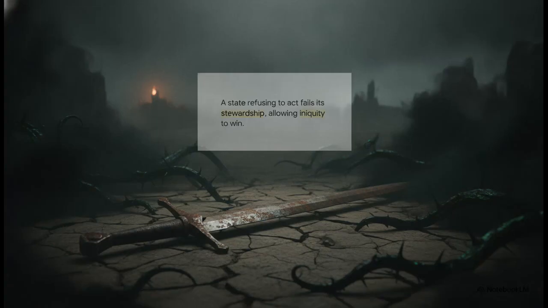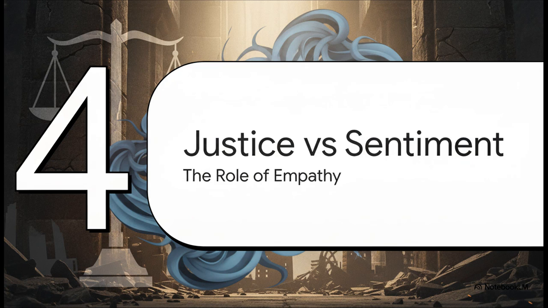So, the crucial point is this. Under the biblical realist framework, inaction is absolutely not seen as the moral high ground. If a state refuses to act against an aggressor, the text argues it is actually failing its God-ordained stewardship. By refusing to use the sword, the state allows the full measure of iniquity to triumph. In this worldview, stepping back from the sword when facing extreme evil is a profound biblical failure. Let's look at section 4, justice versus human sentiment.